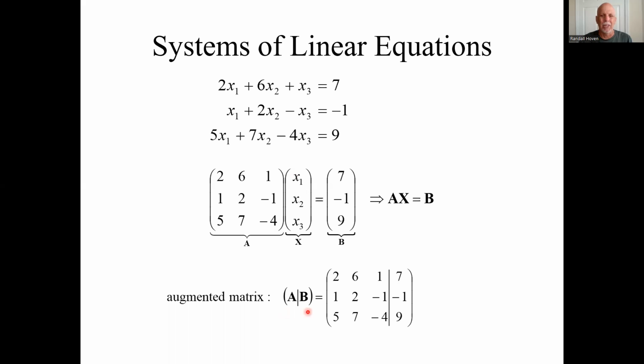And we're going to be talking a lot about the augmented matrix, which just means we tack on b as the right column of a matrix. So this here would be the augmented matrix representing this system of equations. Okay.